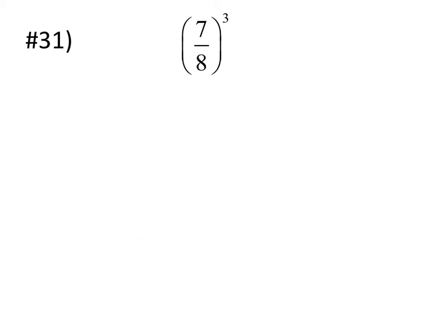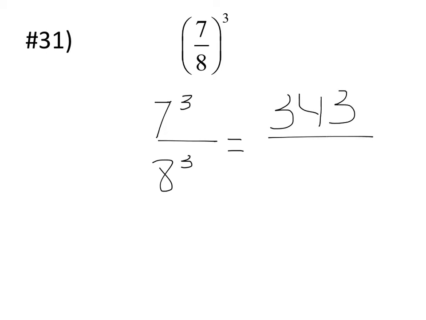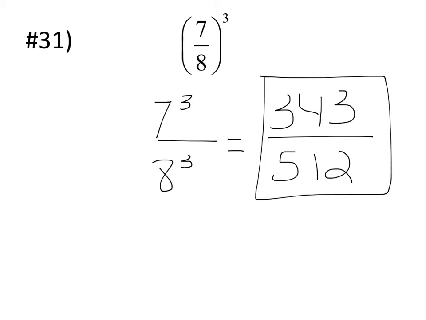Okay, if you have a fraction to an exponent, you just give that exponent to the numerator and to the denominator. So 7 cubed is 343, and 8 cubed is 512. And that cannot be reduced, so that's your answer.